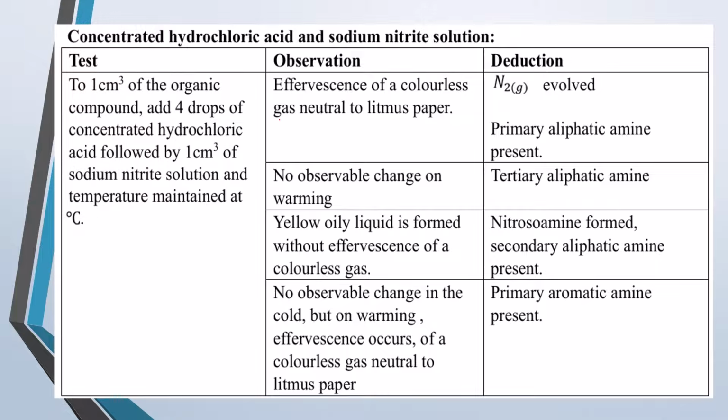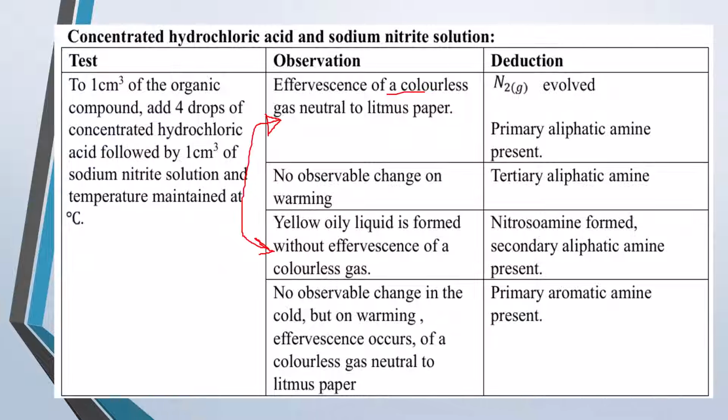Now proceeding, we also look at the test for amines. Now we have the tertiary amines, the primary amines together with the secondary amines. So the reagents that we use to test for the different classes of amines are concentrated hydrochloric acid and sodium nitrite solution. So for primary amines, you are going to see effervescence of a colorless gas. You may just simply say effervescence of a colorless gas.